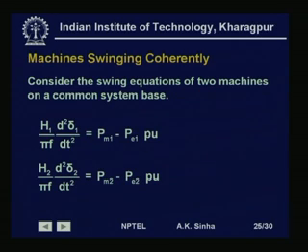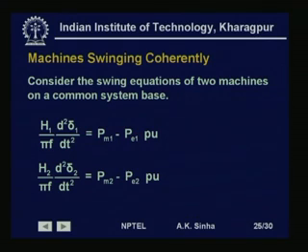Now, when we have a number of machines connected to the system, we will find that some machines are swinging together, whereas some other machines may have a different swing from each other, especially if we have a number of machines at a particular generating station. This is going to happen: all those machines will be experiencing the same amount of disturbance, and therefore, they will be swinging together. These machines which swing together, we call coherent machines.